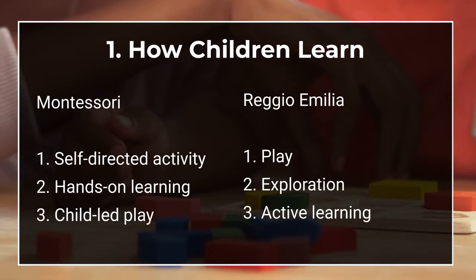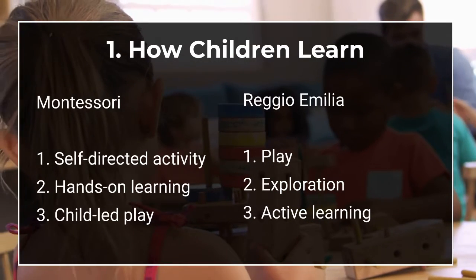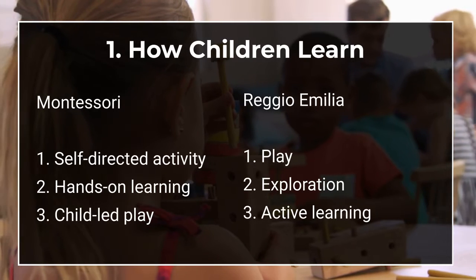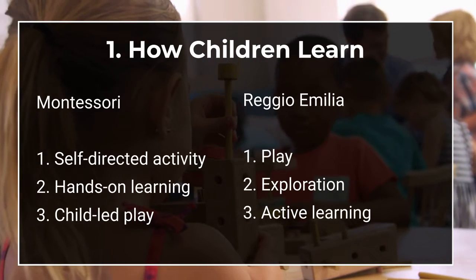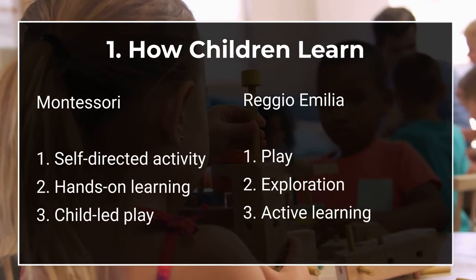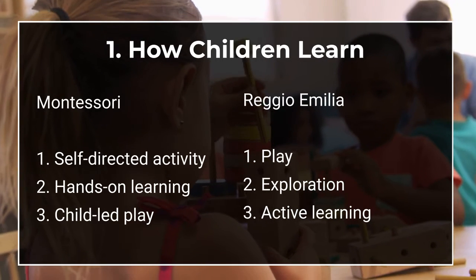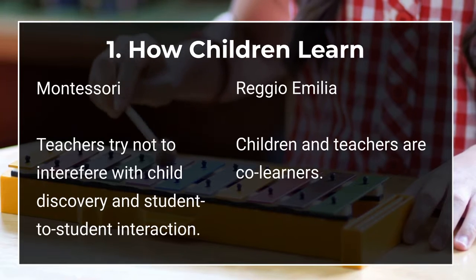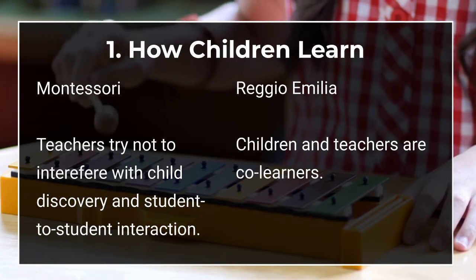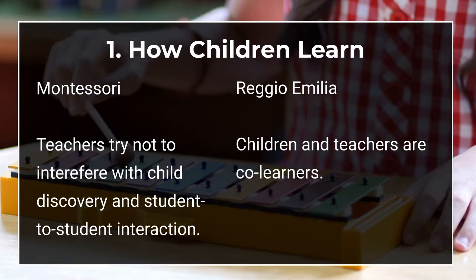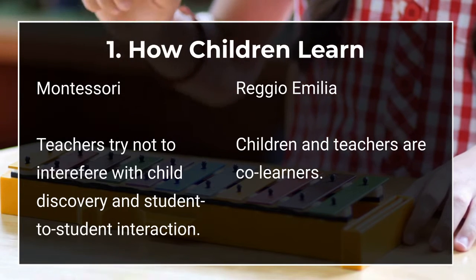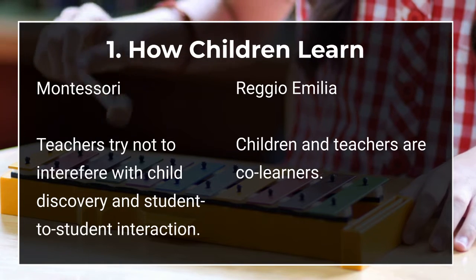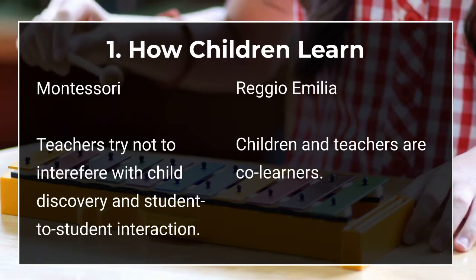In the Montessori approach, children learn through self-directed activity, hands-on learning, and collaborative child-led play. In the Reggio Emilia approach, children also learn through play and exploration. So both models have a strong focus on active discovery learning. But an important difference is that the Montessori approach traditionally has a strong focus on letting children be lone scientists. This is a term by Piaget that refers to children learning and discovering on their own, but is also a concept that's central to the Montessori model.